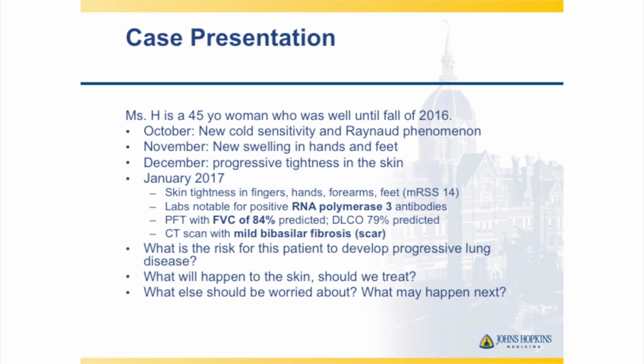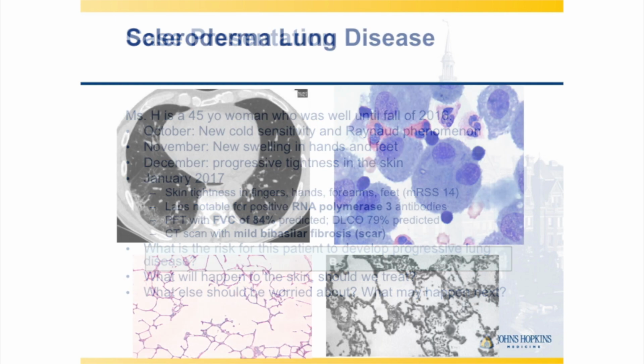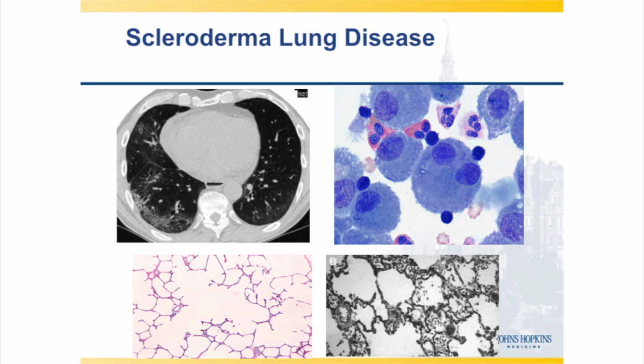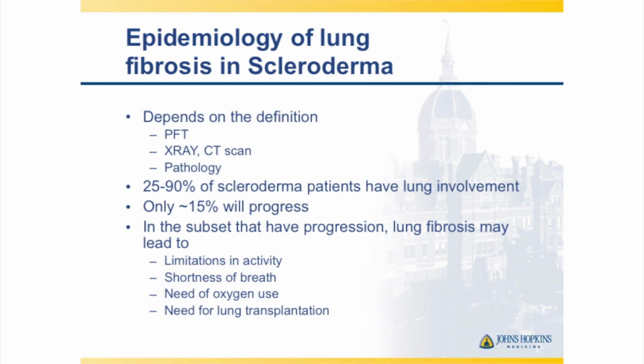Okay, let's go back to our same patient who we think is at risk for progressive skin disease. We're worried about development of kidney disease. What about lung disease? Do we have to worry about this in our patients? This is a picture of what scleroderma lung fibrosis looks like. The lungs should be mostly air, like in this picture, and the scar tissue is getting in the way of normal lung processes. So what do we know about lung fibrosis in scleroderma?